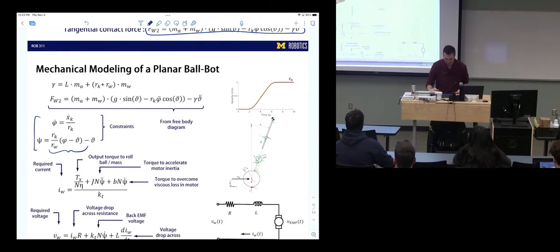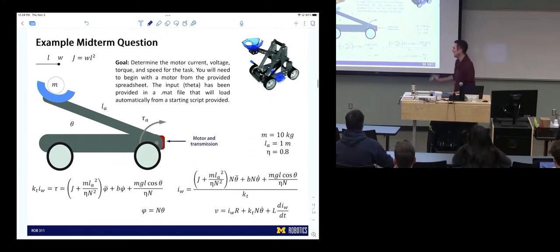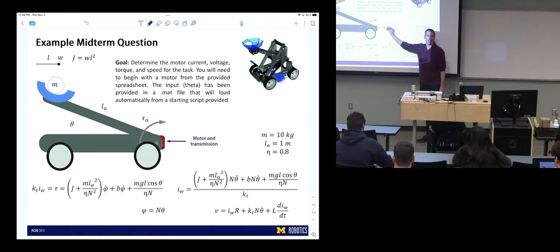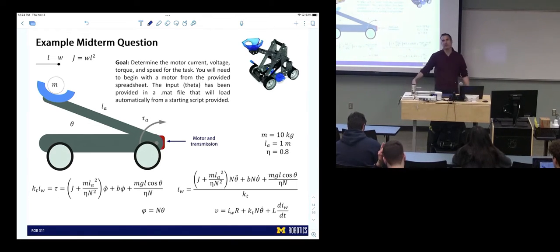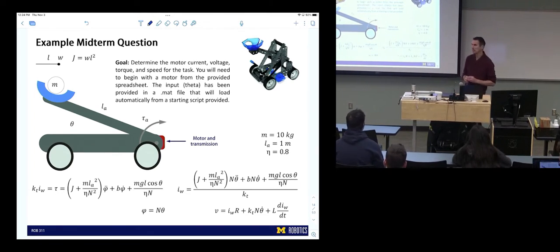Cool. This is an example question. We solved this in class, but this would be the kind of thing where we present you with a little robot challenge. You have to do the analysis to tell us something like current and voltage. Cool. Any questions on this problem? Could you guys solve this problem again?